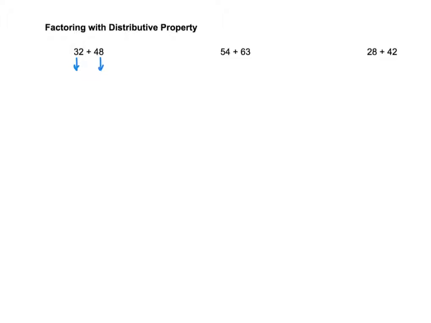Well, 32, I know automatically is divisible by 4, as is 48. So that's an option. I also know that 32 and 48 are divisible by 8.